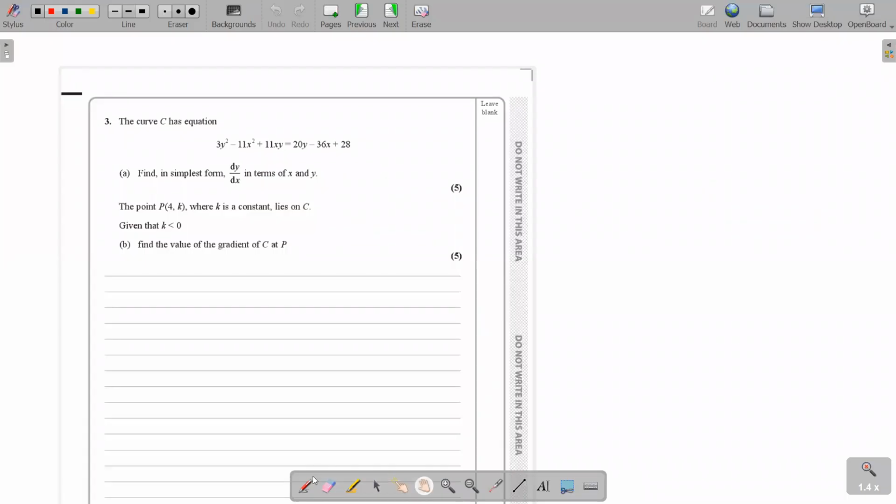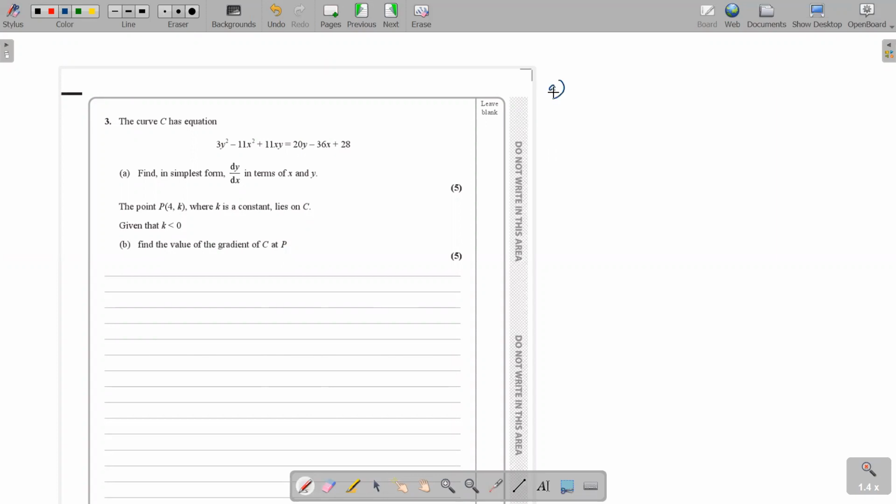Okay, moving on to question number 3. The curve C has equation 3y square minus 11x square plus 11xy equal 20y minus 36x plus 28. Find in simplest form dy by dx in terms of x and y. Okay, so basically they want us to find dy by dx.